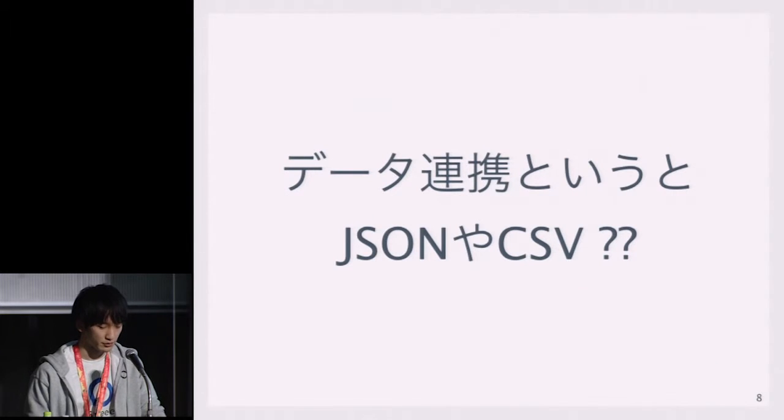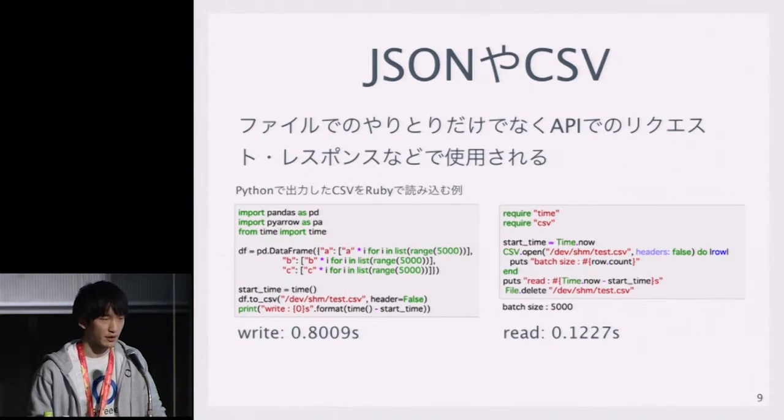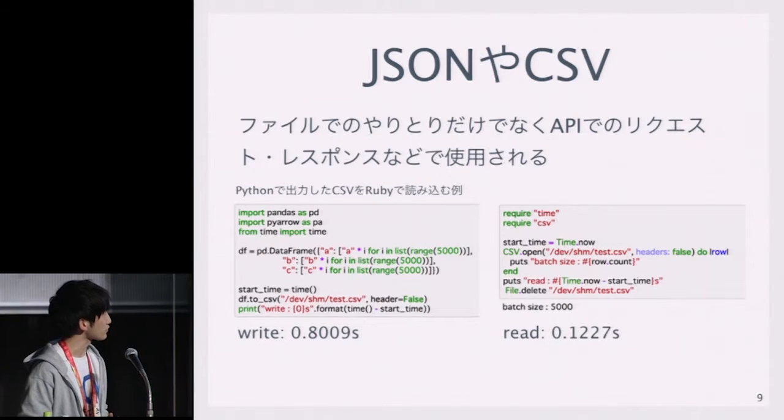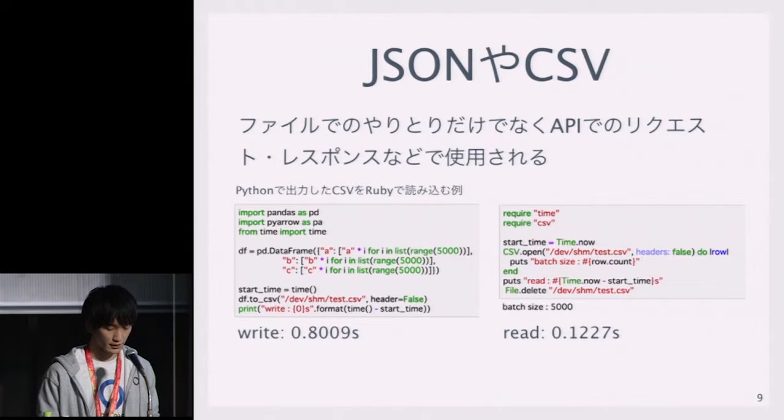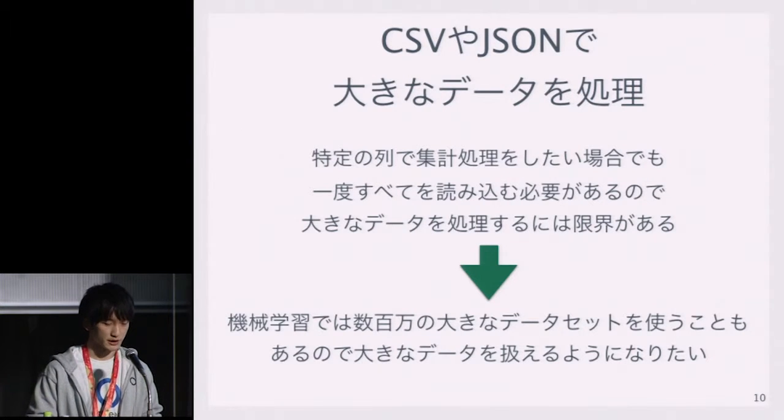And I often use CSV or TSV. However, for JSON or CSV, not just the file exchange, but they can be used for API request and response. And this is the example that I have. The CSV file written by Python will be read by Ruby, and it's a simple file of 5,000 lines. And writing in Python takes 0.8 seconds, and reading in Ruby takes 0.1 second. So now the data size is relatively small, 5,000 rows.